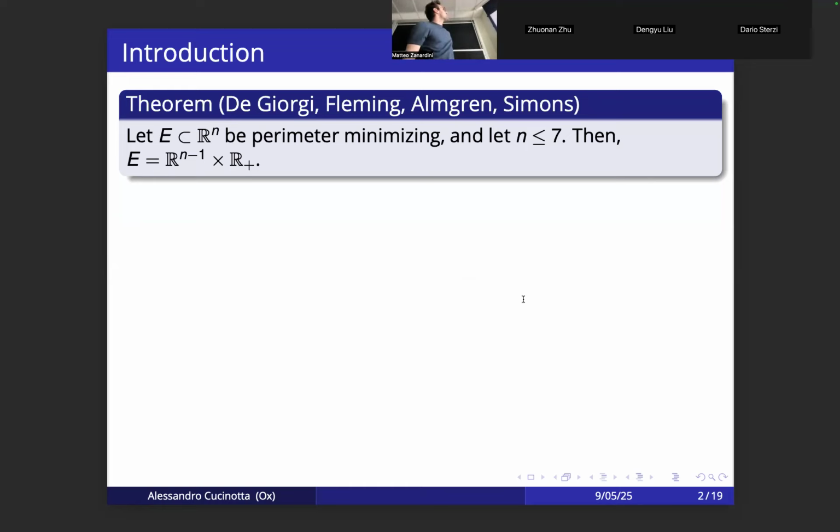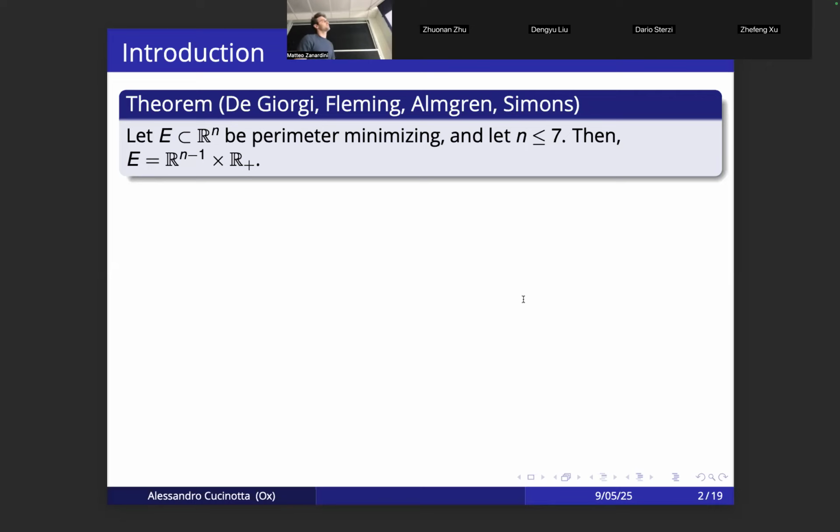Okay, so our starting point is this famous result that follows by work of De Giorgi, Fleming, Almgren, and Simons, which says that if you have a perimeter minimizing set in Euclidean space, and the dimension is less or equal than 7, then the perimeter minimizing set is actually a half space, meaning that modulo isometries, it is something of the form R^(n-1) times (0, +infinity). So this is a very famous, old and celebrated result.